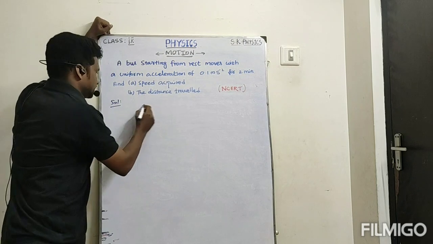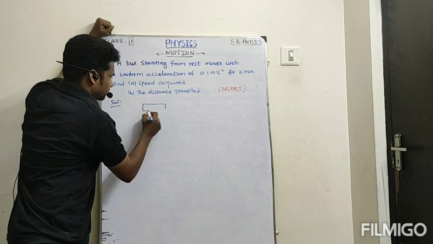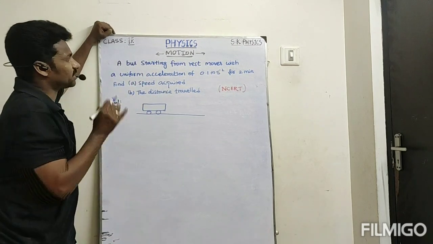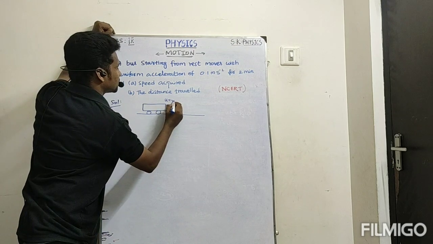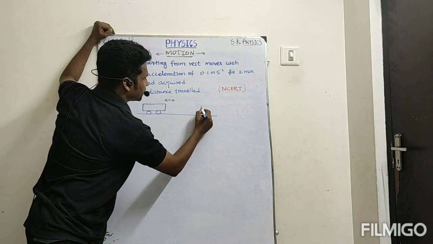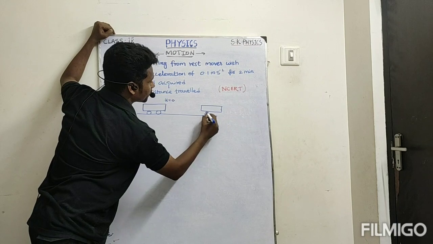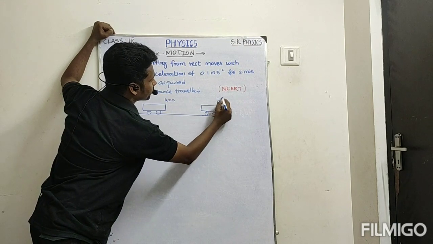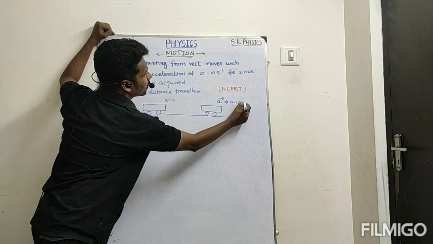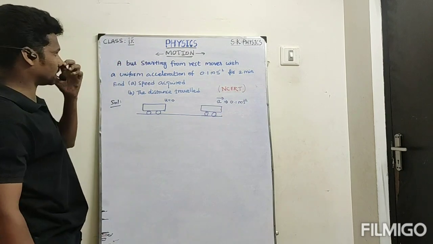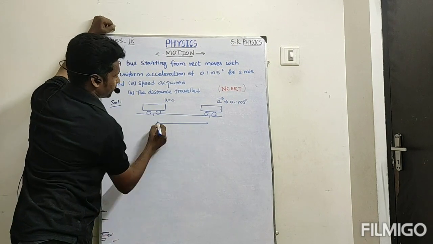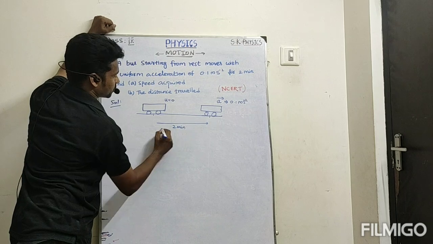Okay, so let's take one bus. This is a bus, starting from rest. So now the initial velocity is 0. Then after that it gets some acceleration. Now this acceleration is given. That uniform acceleration is 0.1 meter per second square in this direction, in 2 minutes. So from here to here, it gets acceleration in 2 minutes. So time is given as 2 minutes.